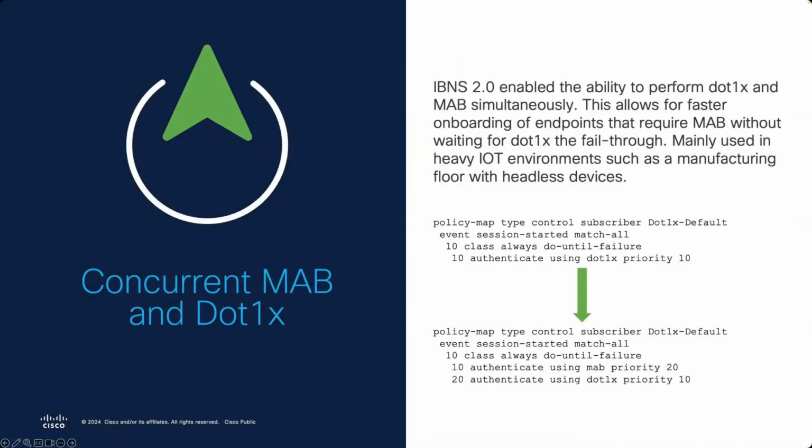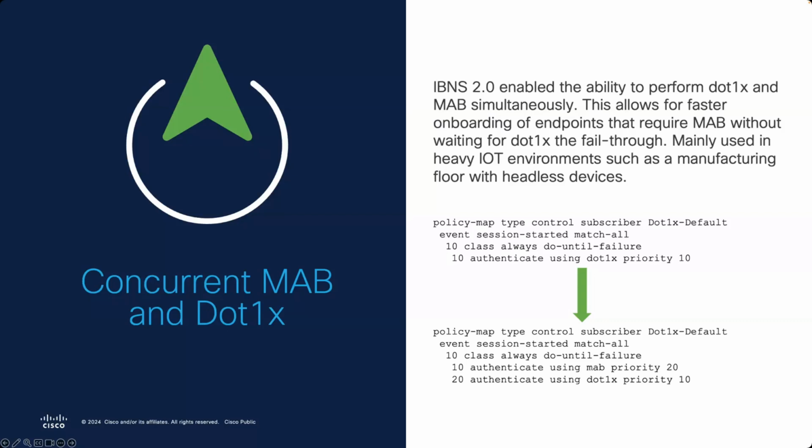The big question we get a lot is, can IBNS 2.0 do simultaneous MAB and .1x? Yes, it can. But we do have to warn you, if you do this, you are increasing the load on your server, your ISE node, because if you have a .1x client, it's going to send a MAB request and .1x. So that's 2 sessions for 1 device. So you can see where this can get big really fast. So if you're going to do this, use it sparingly.